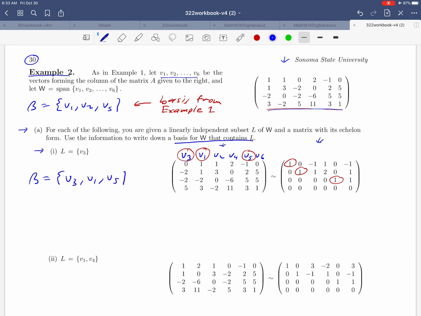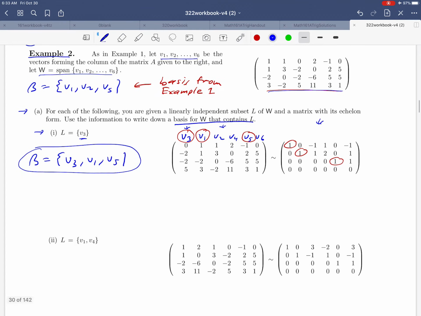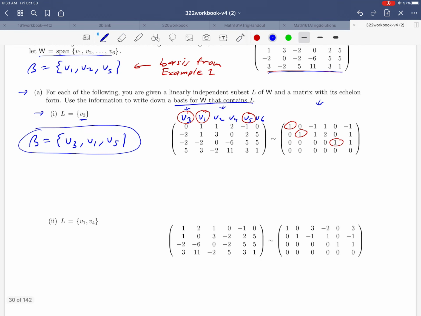So what we have just discovered then is a second basis for this vector space W, but the basis contains v3. We kind of made our algorithm work for us so that we choose v3 by putting v3 to be the first column in our matrix. That was the key to ensuring that our basis contains v3. And the rest of these are kind of similar.